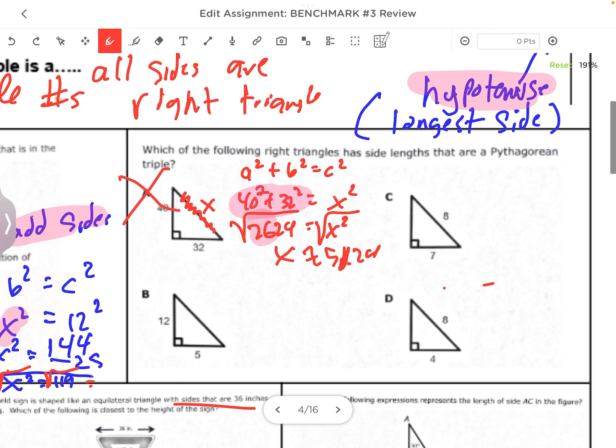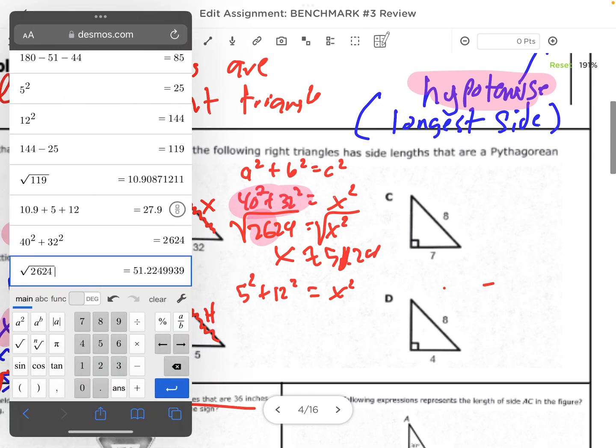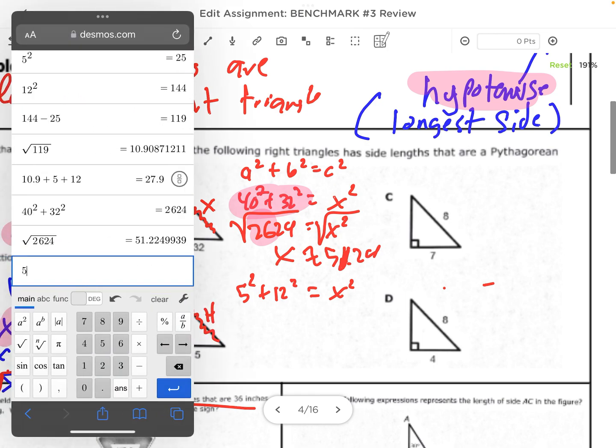All right, so let's try the B. We'd say 5 squared plus 12 squared equals x squared, because that's our hypotenuse. We know 5 squared is 25, and we know 12 squared is 144. Equals x squared. We can just do that in our head or type it in right here.